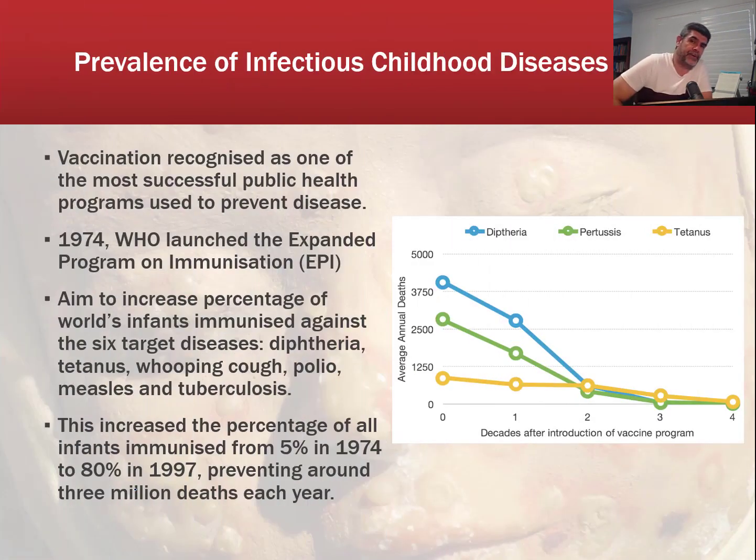So there's been a bit of a push for increased vaccination for some years now. In fact, the World Health Organization in 1974 launched the Expanded Program on Immunization. The aim of this program was to increase the percentage of the world's infants immunized against 6 key target diseases: diphtheria, tetanus, whooping cough or pertussis, polio, measles, and tuberculosis. What we've seen in the years since then is that vaccination is now regarded as one of the most successful public health programs used to prevent disease.